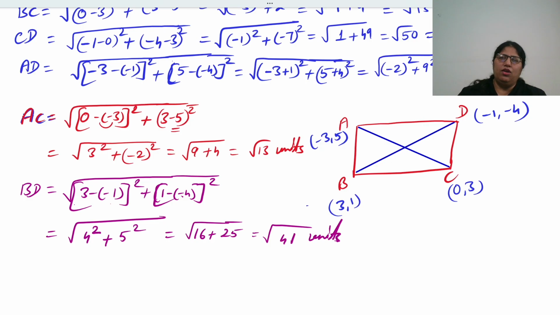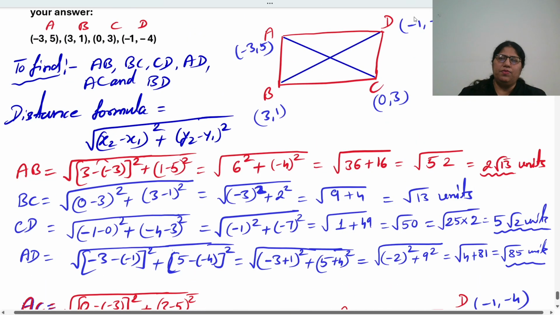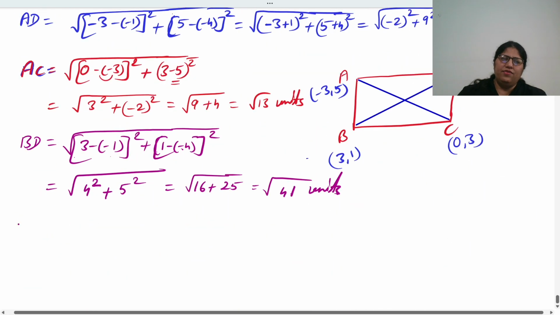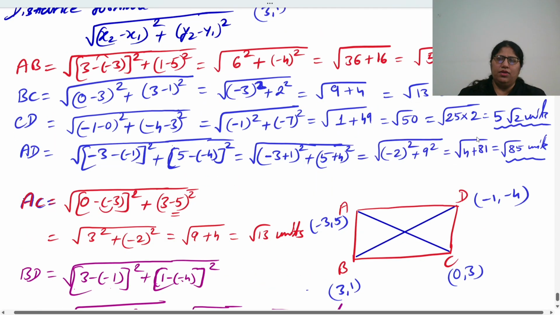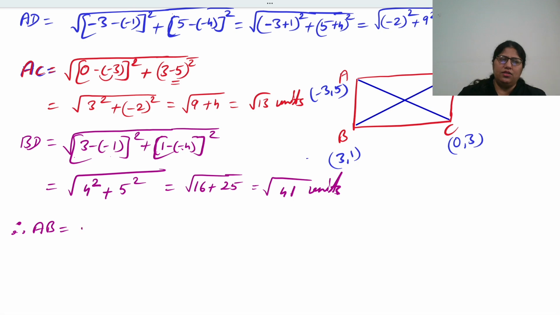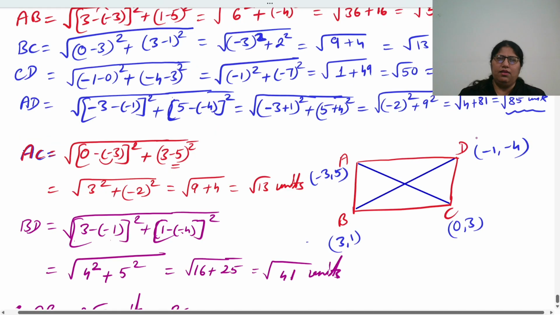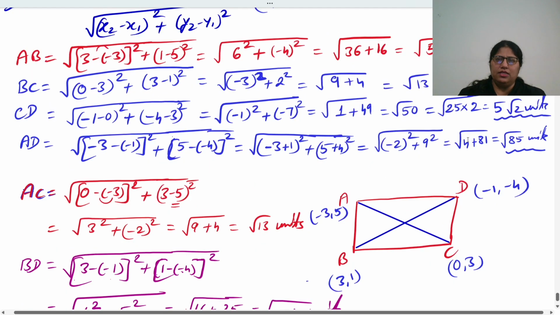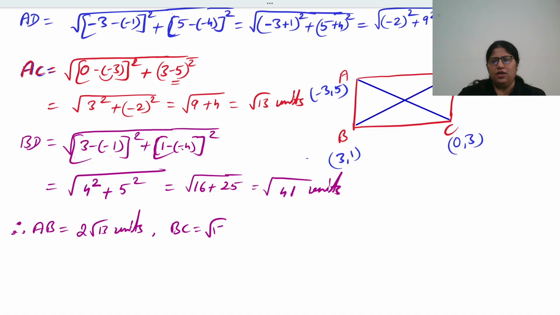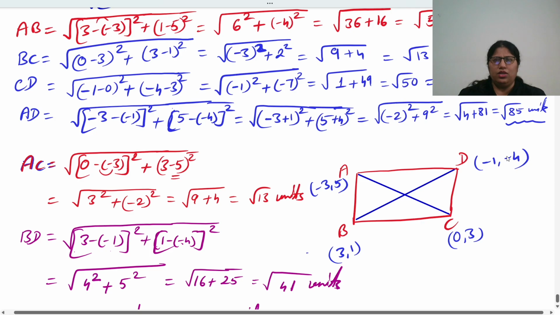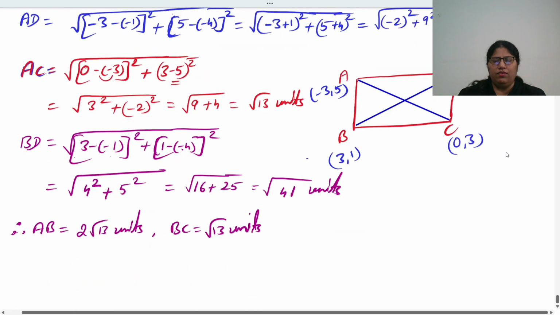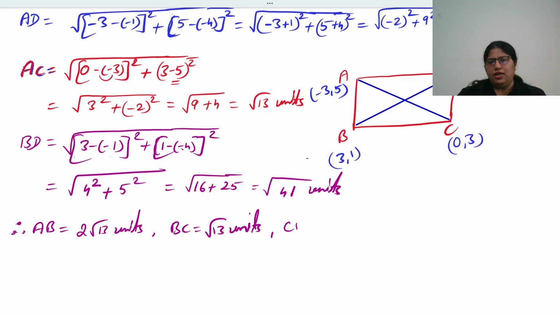Now, if you will see, you are not able to identify any specific type of quadrilateral. So first, let us write down all the lengths. Here, AB is going to be equal to how much? 2 root 13 units. Then BC is root 13 units. Then CD is 5 root 2 units.